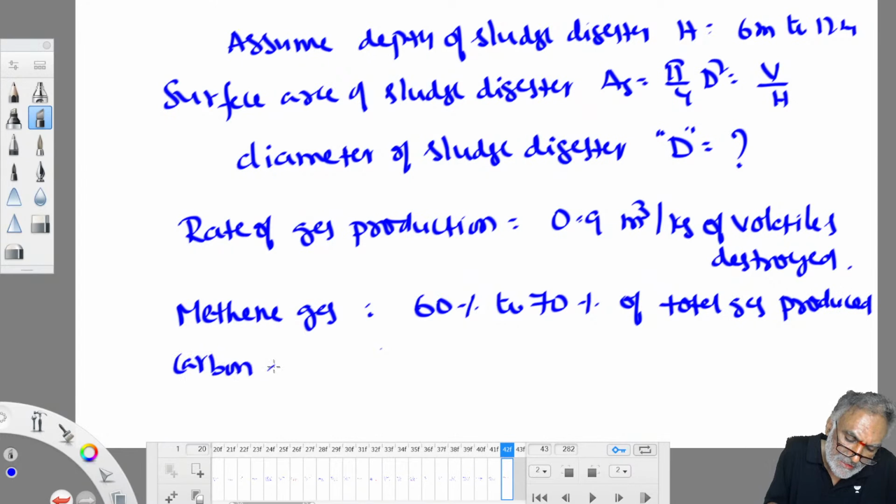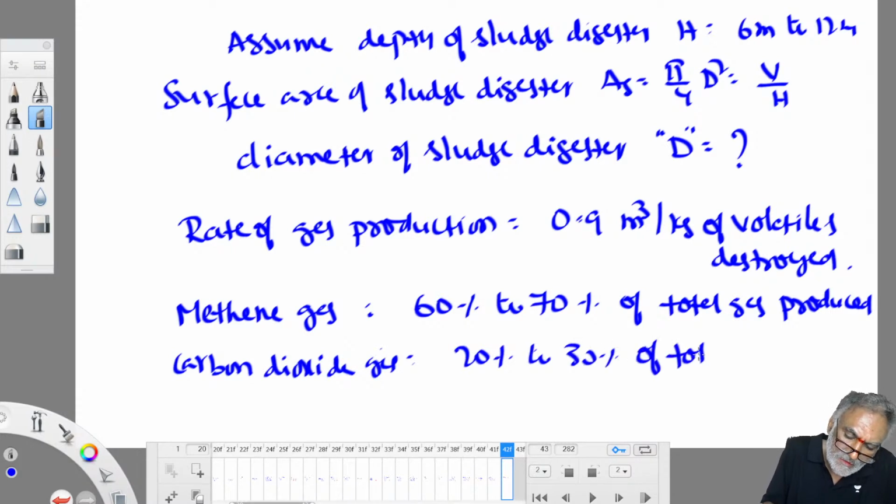Carbon dioxide is 20% to 30% of the gas. And the remaining gas, H2S, is in small amount, trace. Hydrogen sulfide is a very small amount, I am not writing it there.